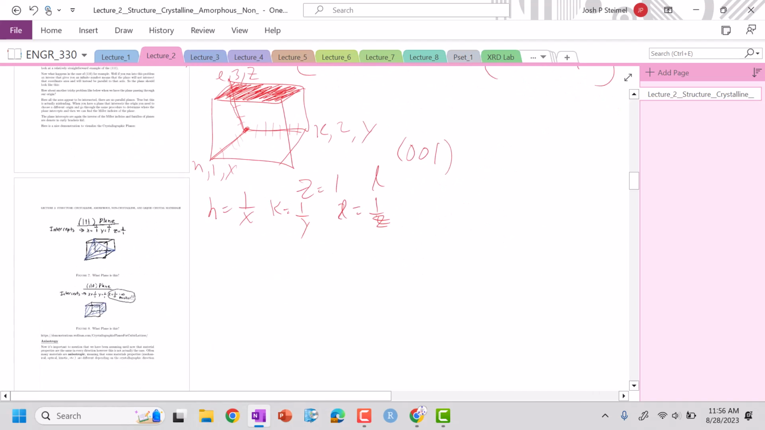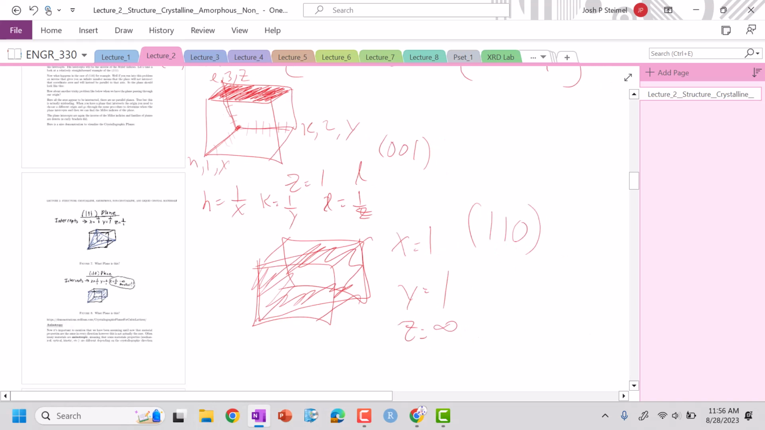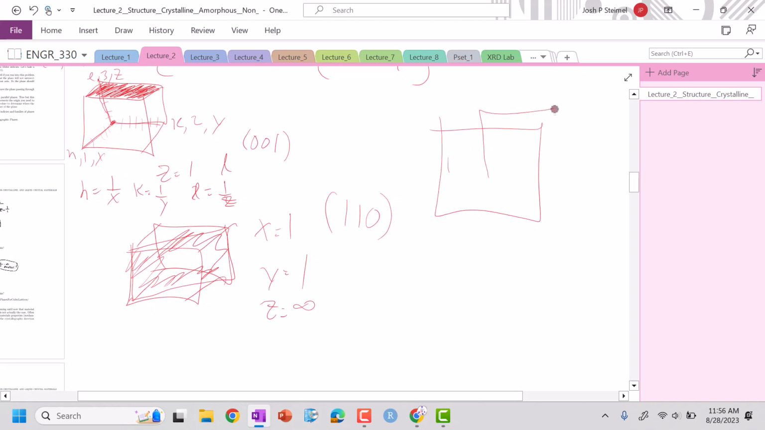Let's do another one. What about this plane? What's my x-intercept? 1. What's my y-intercept? 1. What's my z-intercept? It's not cutting through. It's infinity. So my HKL is 1, 1, 0. Not too bad, right? Let's keep going. What about this? What's my x-intercept? 1. What's my y-intercept? 1. Z, 1. So 1, 1, 1. Piece of cake, right?